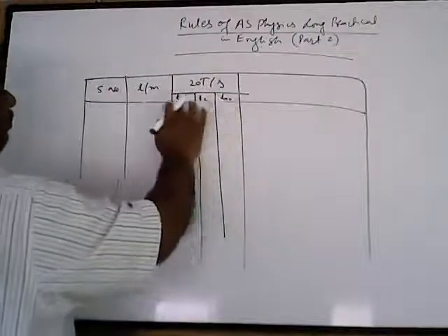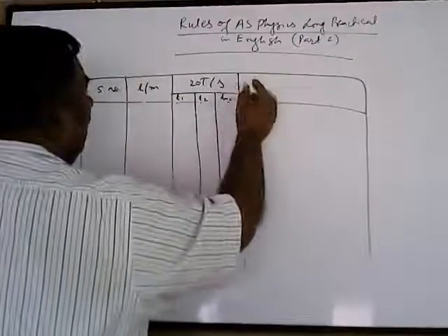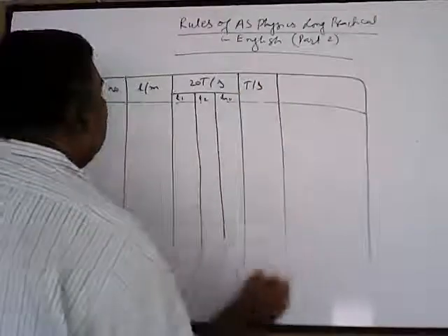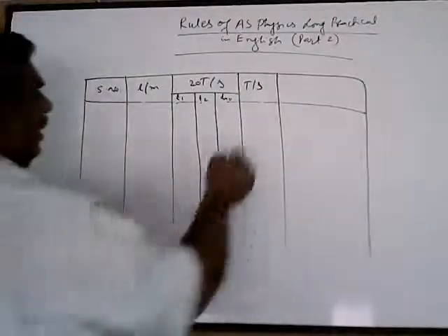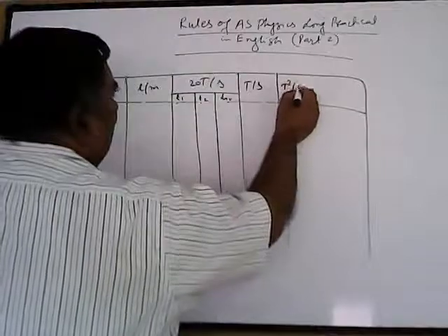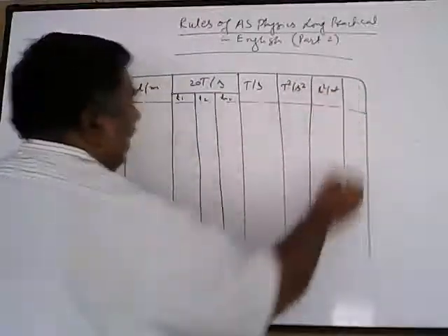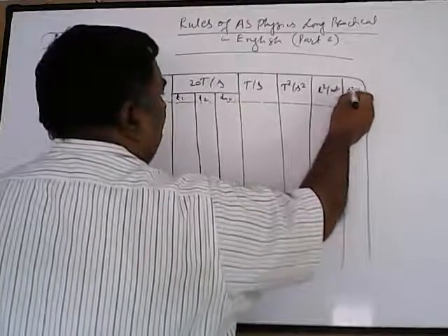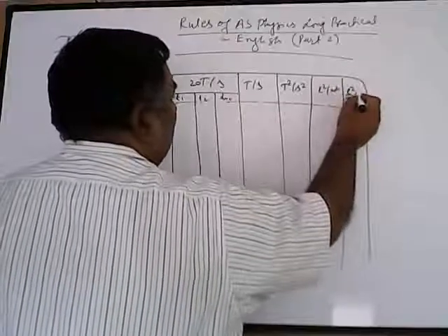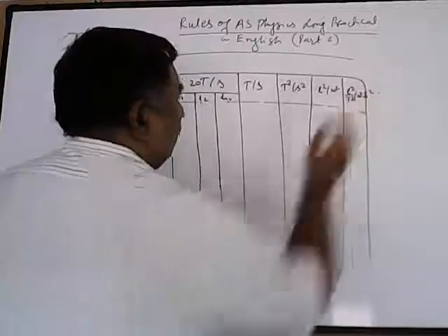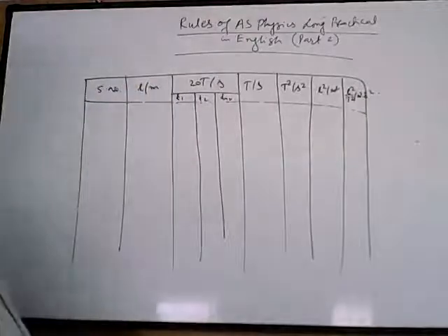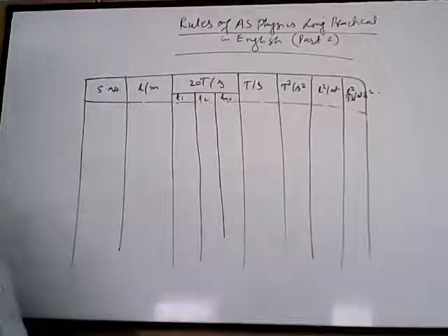So 20T, then I will write T in seconds. See, each column heading has a unit. Then I will write T square in second square, L square in meter square, and L square upon T square, I will write it as meter square S power -2. So this is the rule number 2 for the tables.